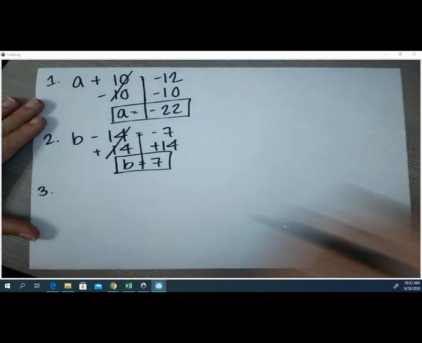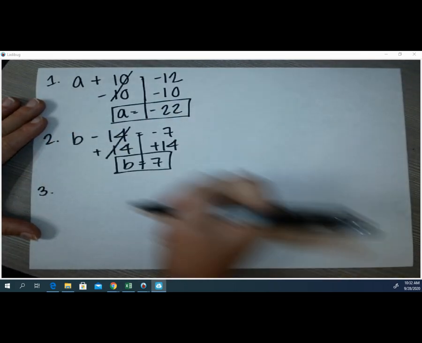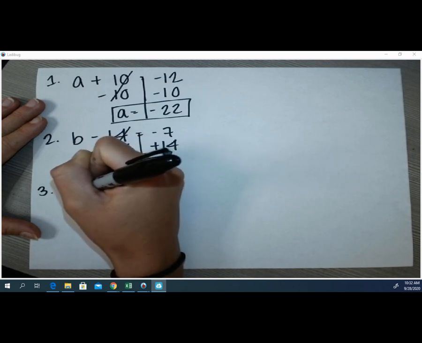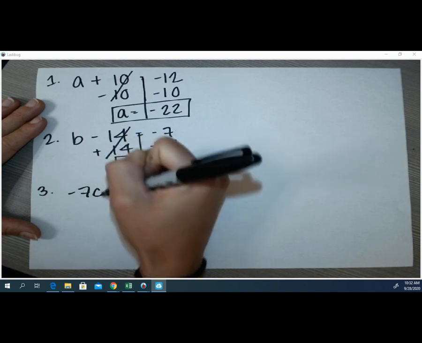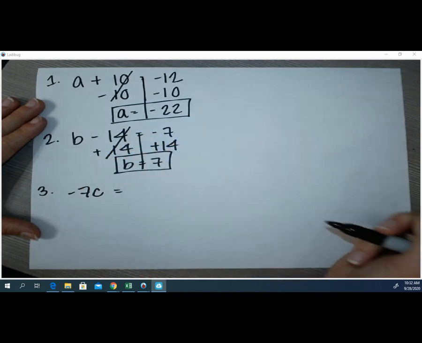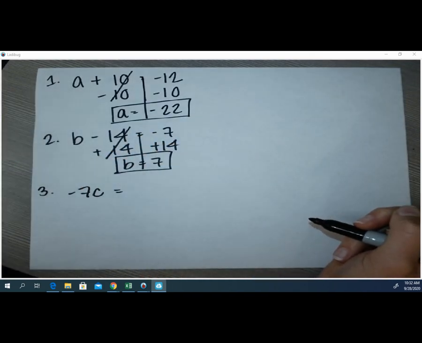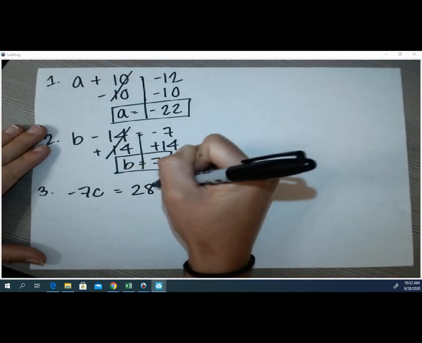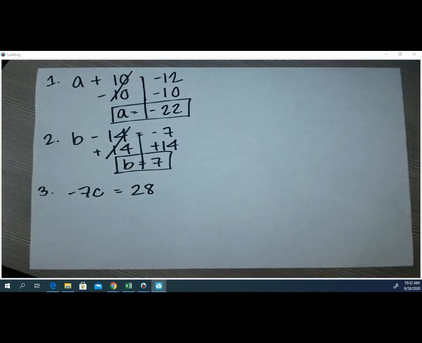Question number 3, okay? Negative 7C is equal to 28. Pause and see if you can determine what C is equal to.